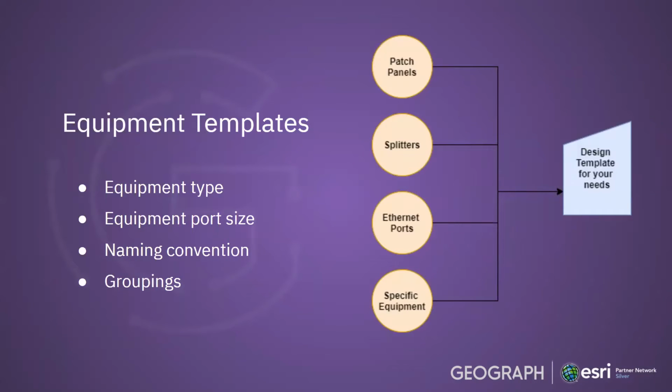First off, I'm going to cover equipment templates. There are many different ways that you can utilize the equipment templates in Crescent Link. You can create these equipment templates by the type, by the port size, by naming convention, or another system that you choose to create these templates by. And you can also create groups to group these different templates so that you have easy access as you're working through your network.